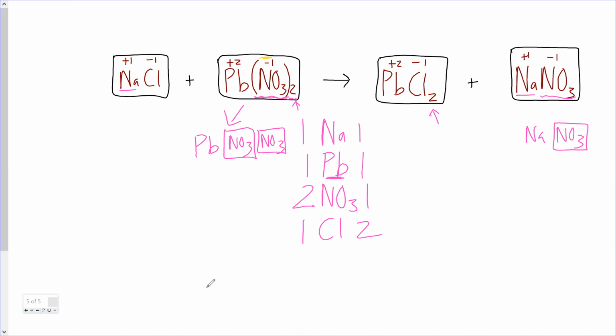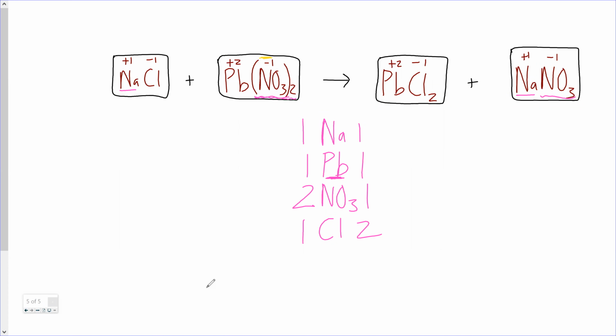We have taken count, and we can see that we have to get them to the point where they are balanced. We have the same number on each side. That's the whole point of balancing an equation. So my sodiums match, I have 1 and 1. My leads match, I have 1 and 1. But my nitrates and my chlorines do not.